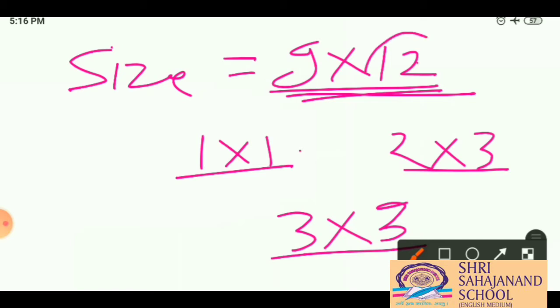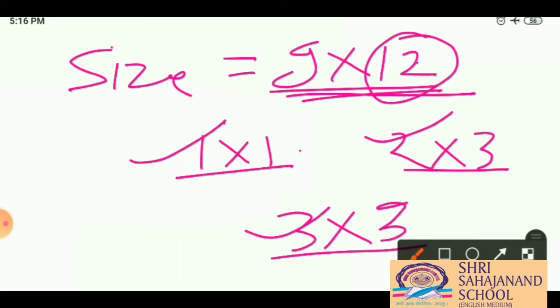So let's check with 12 first. You can see that 1, 2 and 3, all these numbers are factors of 12. I mean, these numbers can easily divide 12. So we cannot say that all the sizes of the tiles we can take.